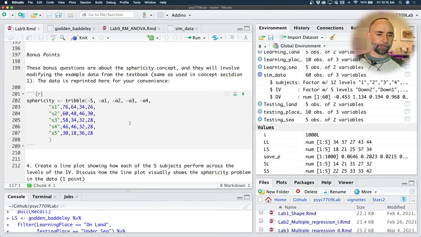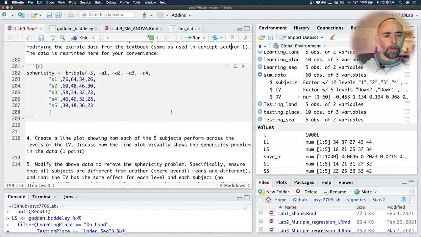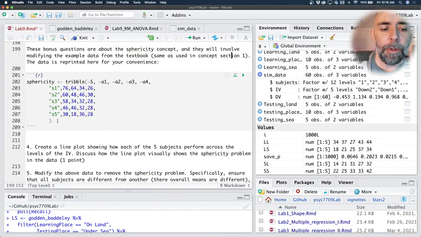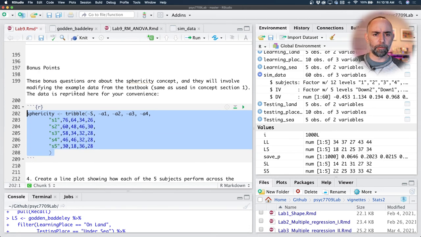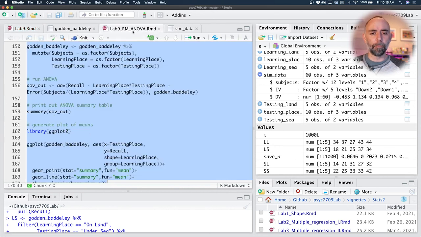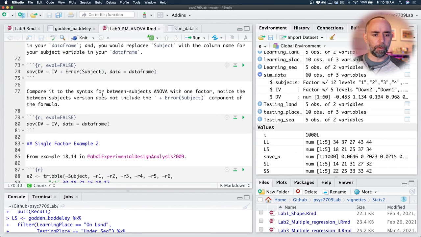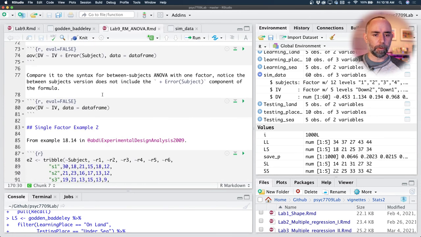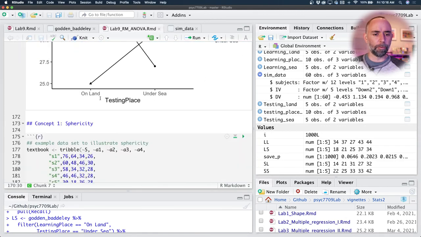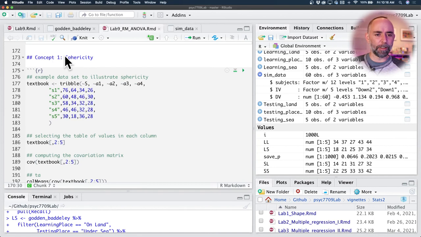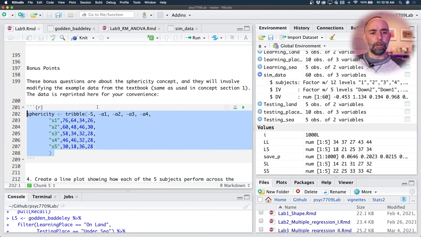There are some bonus questions here, and they're about the sphericity concept. All right, so let's head into these bonus questions. Remember, this is some example data from the textbook where the sphericity issues are brought up in, I think, chapter 18, or chapter 17, I guess. One of the two. All right, this is the lab stuff. Let's head into here.